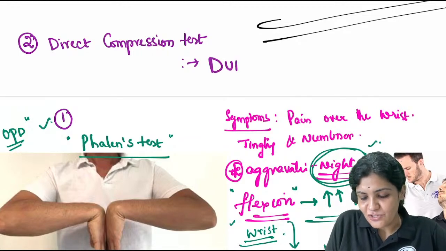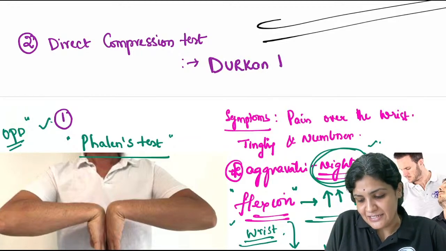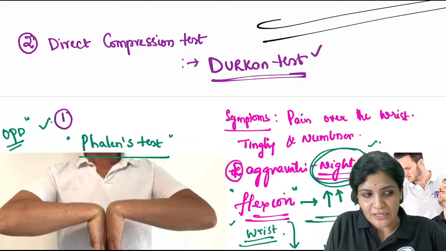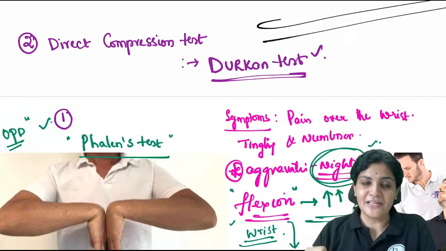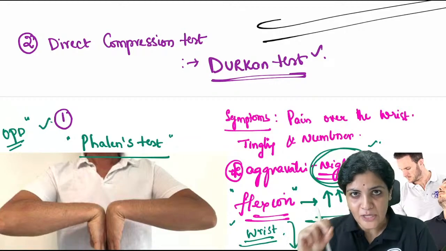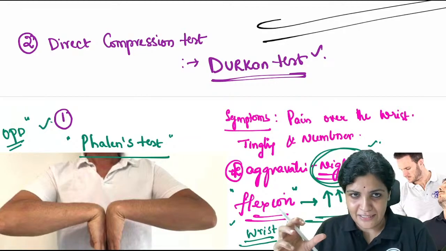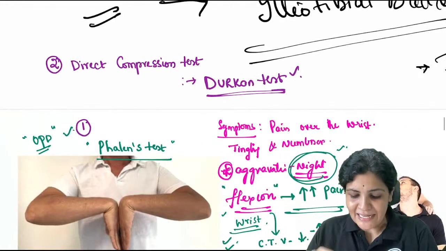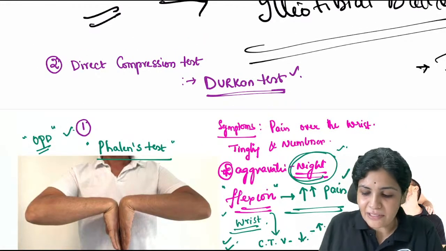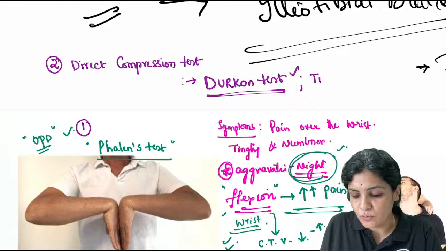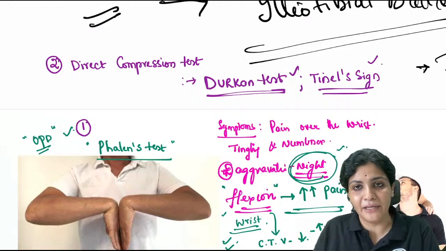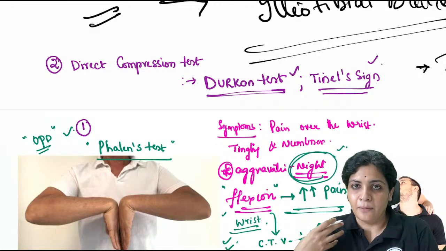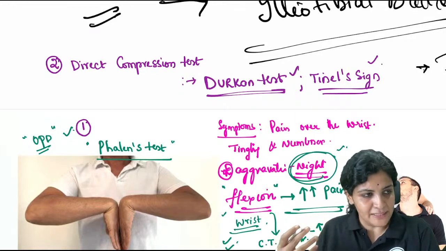Okay. So that is called the Durkan's test. Very good. Thank you so much. So whenever you directly compress over that median nerve, that is called the Durkan's test. Understood? So this is the Phalen's test and this is the Durkan's test. And one more thing we discussed yesterday, we can also use the Tinel's sign. Here we are checking the involvement of the median nerve. So Tinel's sign can also be used as a method of diagnosing carpal tunnel syndrome.